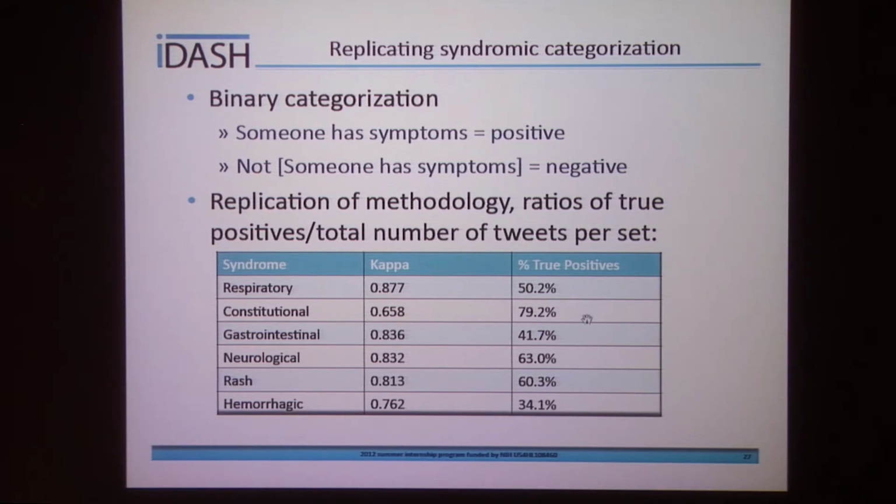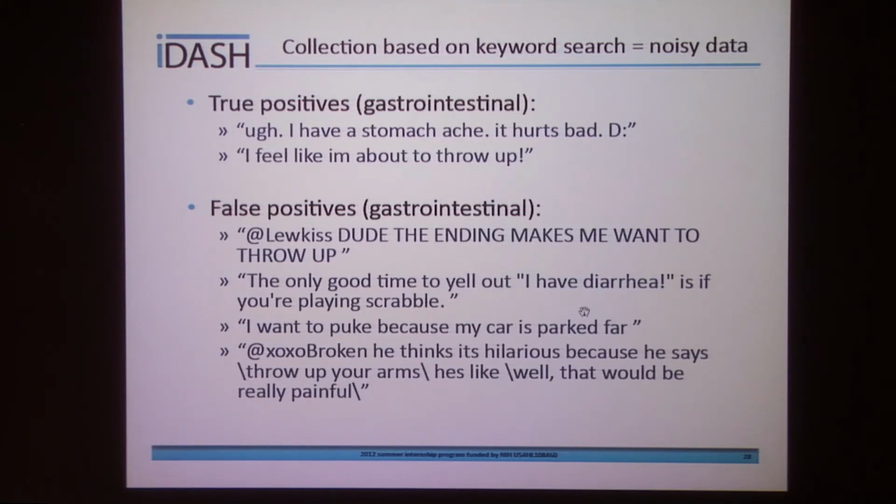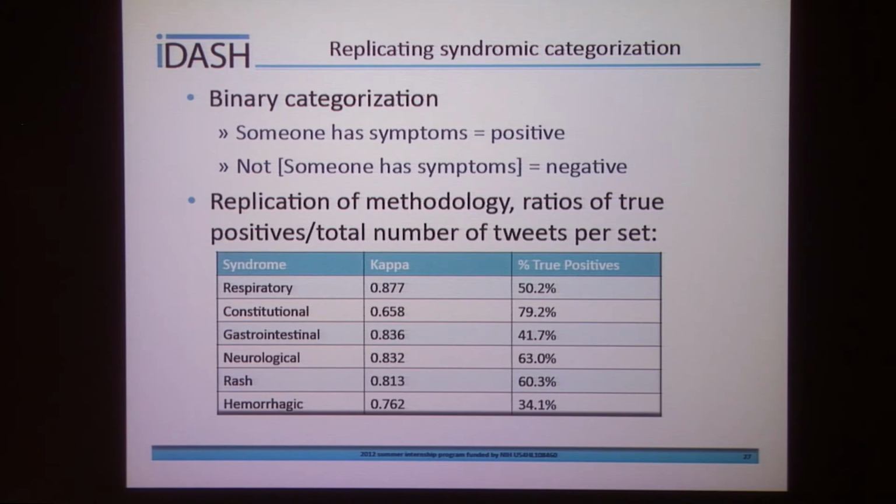Also included here are the ratios of true positive tweets to the total number of tweets per set. And you can see again that there's a range of noise. So there's kind of the most noise for the set of hemorrhagic tweets and the least for constitutional.